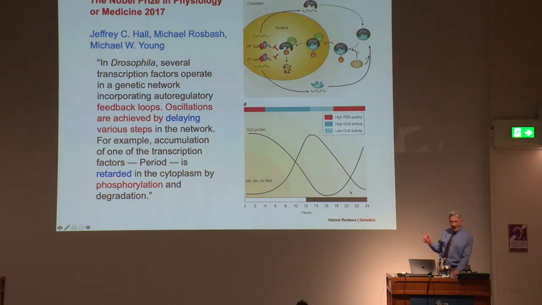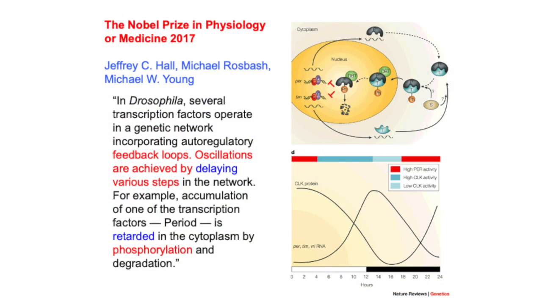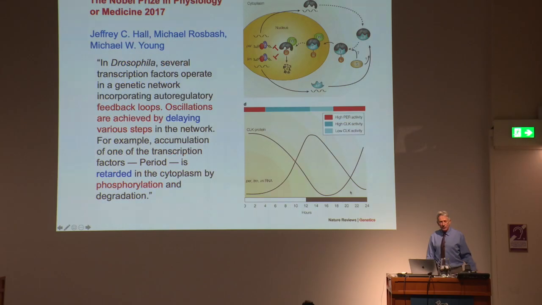The Nobel Prize two years ago was given to Hall, Rosbash, and Young. And if you ask most people, they'll say, oh yes, they're the ones who discovered the genes period and timeless, and those are the genes that govern the circadian rhythm. It's a mistake. Period and timeless, the genes that are involved in the circadian rhythm, have been known for 20 years, not due to them.